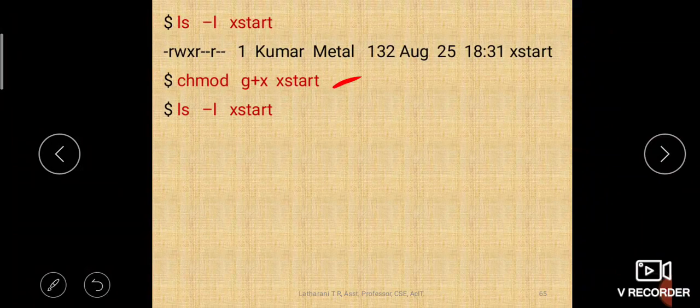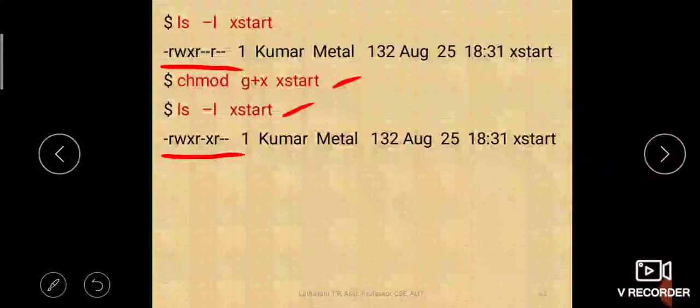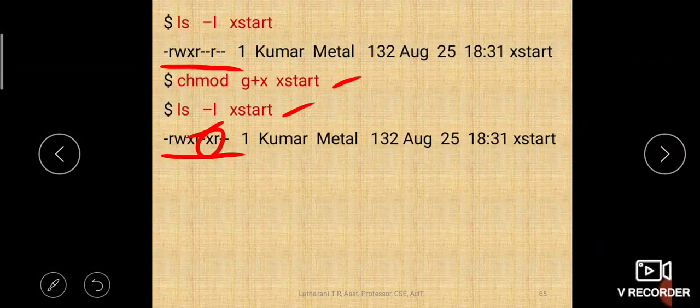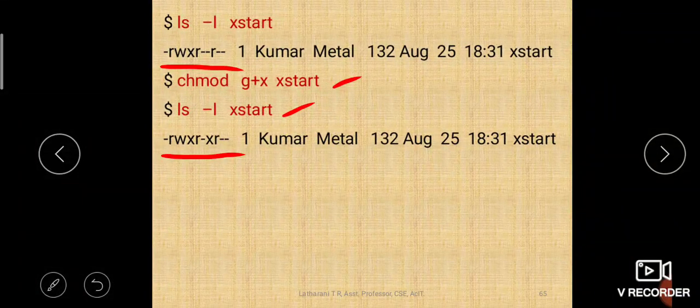We'll execute and check also. It has not given any error, so it was successfully executed. Now if you say ls -l xstart, then permissions are like this. Do you observe any change between the first set of permissions and second set of permissions? Yes, we have here the x permission, the execution permission, added for the group. You can notice that for the group category of users, execution permission is added. So that is how you can change the permissions for the file.